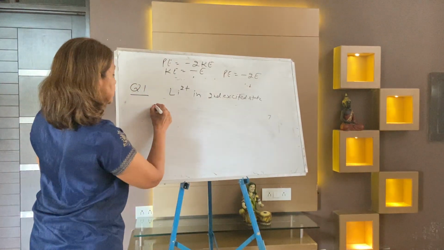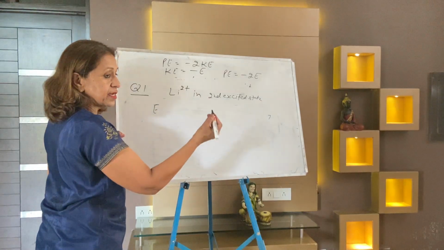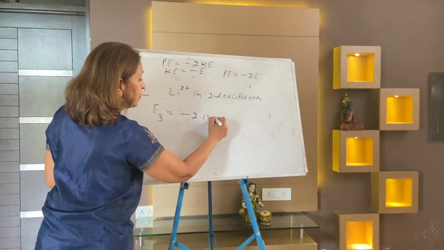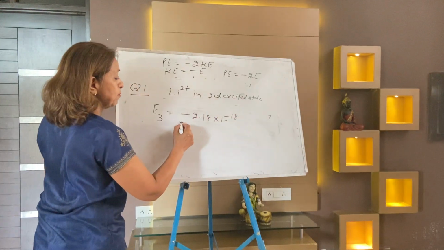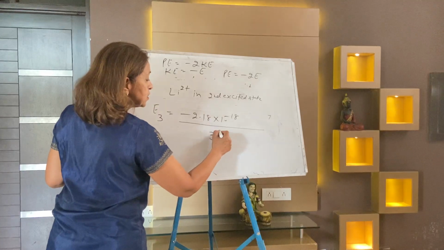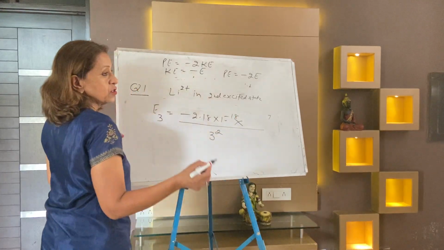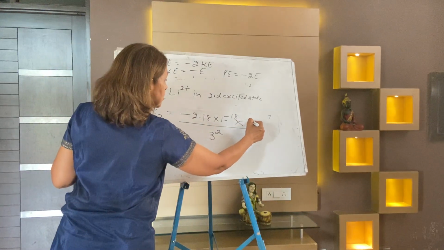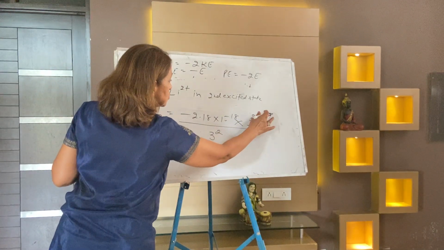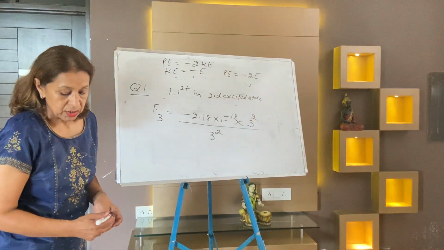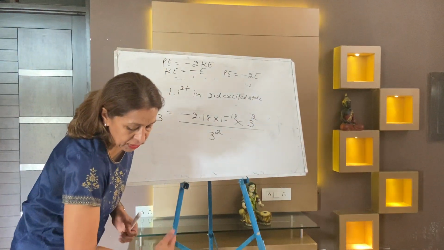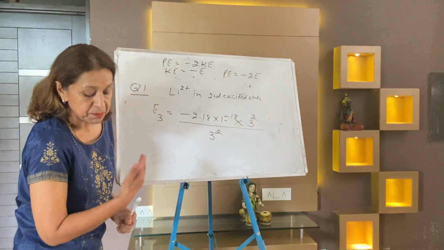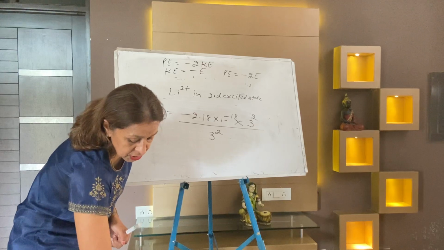Formula: energy of the second excited state, the third orbit, is equal to minus 2.18 into 10 to the power minus 18 by n square, n square is 3 square, into z square. So it's hydrogen, helium, lithium; atomic number is 3. So it is into z square, 3 square. So this is your answer. Either you can calculate the answer in electron volt per atom, but this answer is in joules per atom. So this is the first question that we have covered.